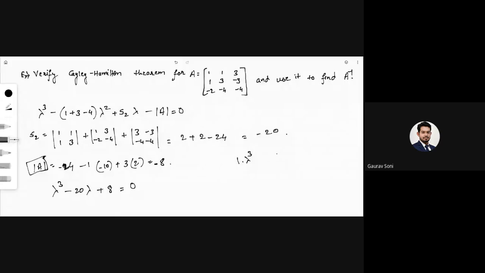Okay. So right now what we have is 1 into lambda cube plus 0 into lambda square minus 20 into lambda plus 8 equal to 0. What you simply have to do is just enter the equation. So that will be x cube.